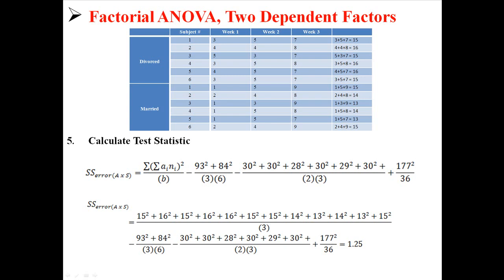So when you work through this whole crazy equation, we find a sum of squares error for A by S of 1.25.